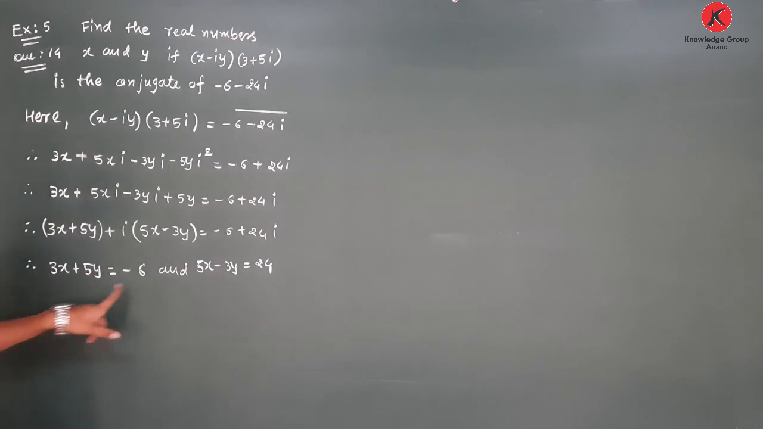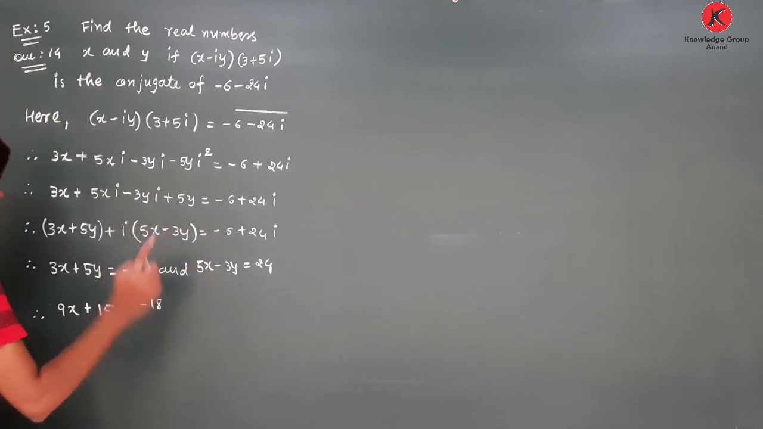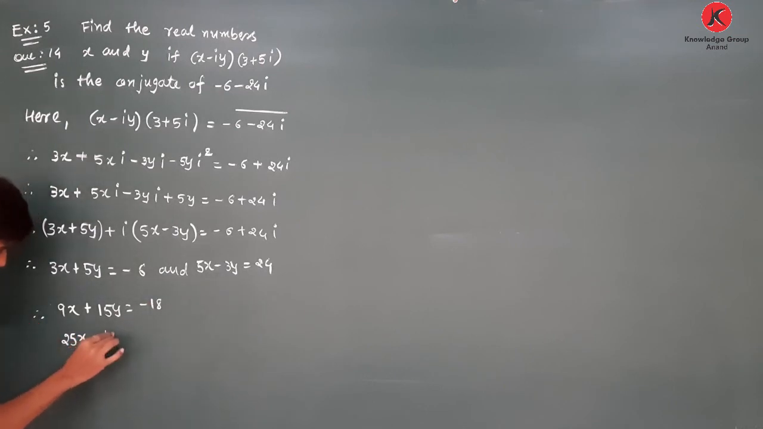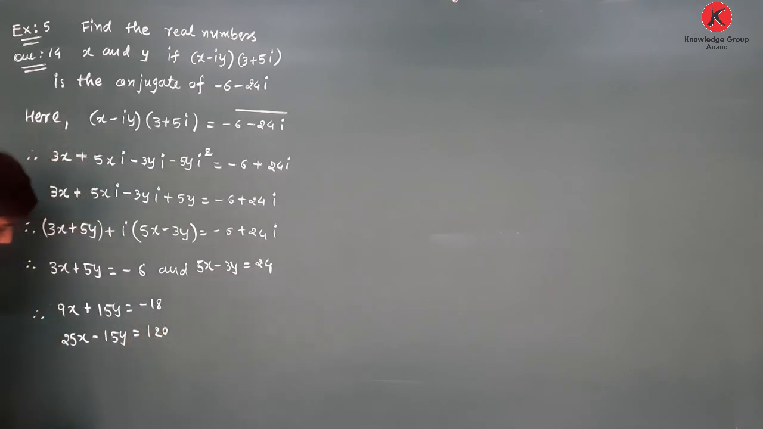Let's eliminate y. To eliminate y, we have to multiply the first equation by 3 and the second equation by 5. Therefore we are getting 3 3s are 9x plus 5 3s are 15y equals to 6 3s are minus 18, and multiplying the other by 5: 5 5s are 25x minus 5 3s are 15y which is equal to 24 5s are 120.